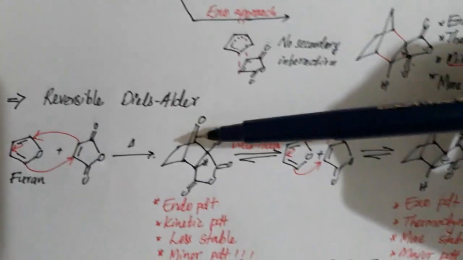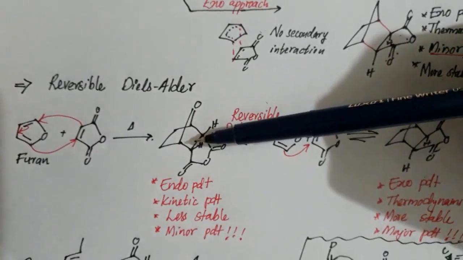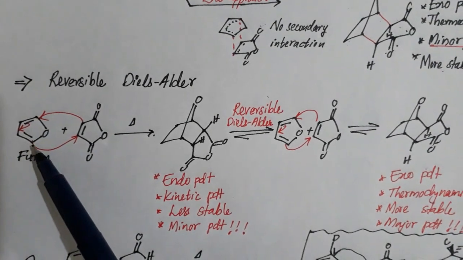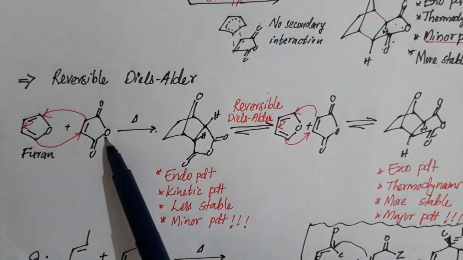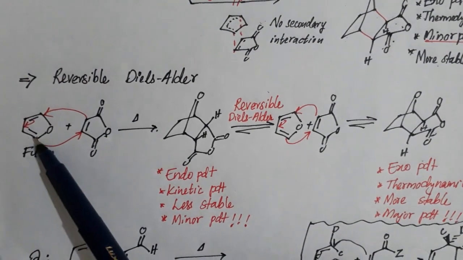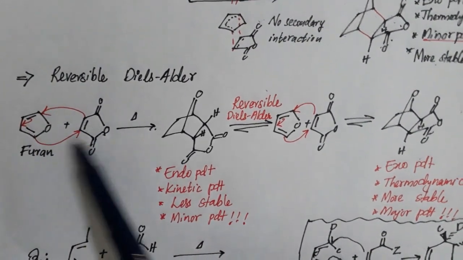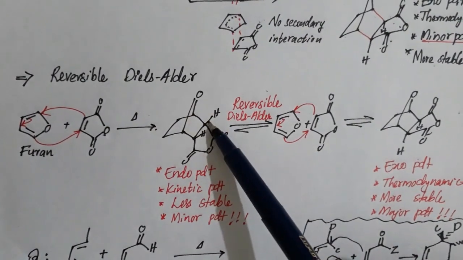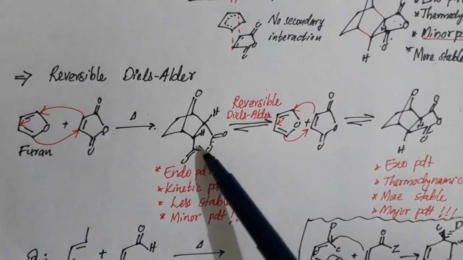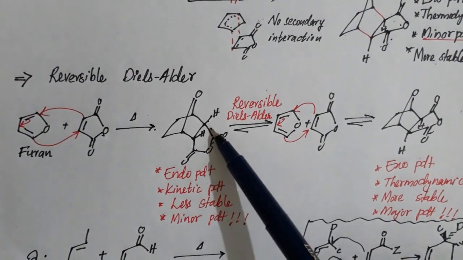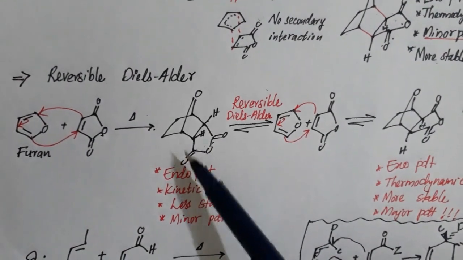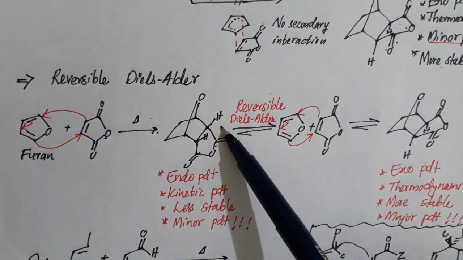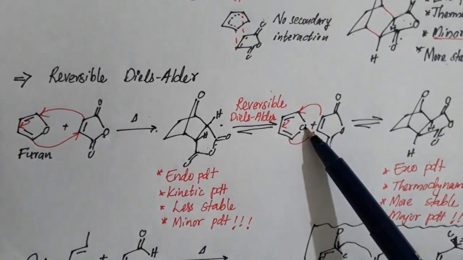Actually, it is an exceptional case of the Diels Alder reaction. For the time being, we are considering furan as a diene and maleic anhydride as a dienophile. Clearly it will undergo Diels Alder reaction. You will end up with the kinetic product, that means the Endo product, in which the dienophile portion will be downward. Since it is a reversible reaction, it will further undergo retro Diels Alder reaction and you will end up with the starting material.